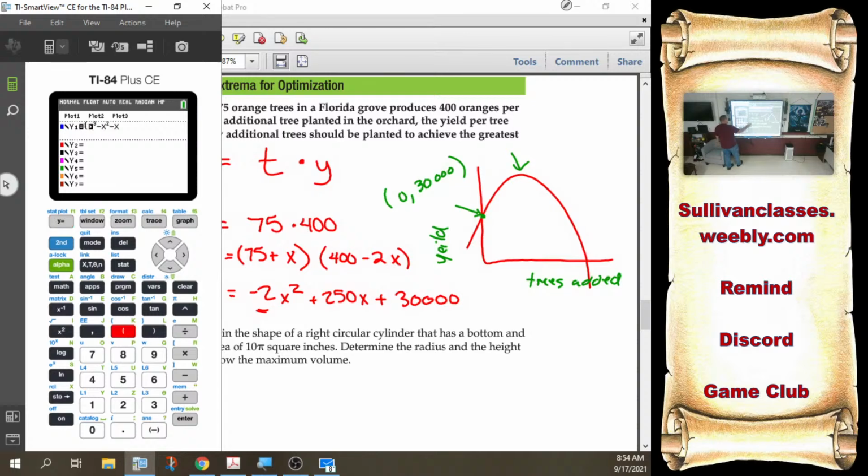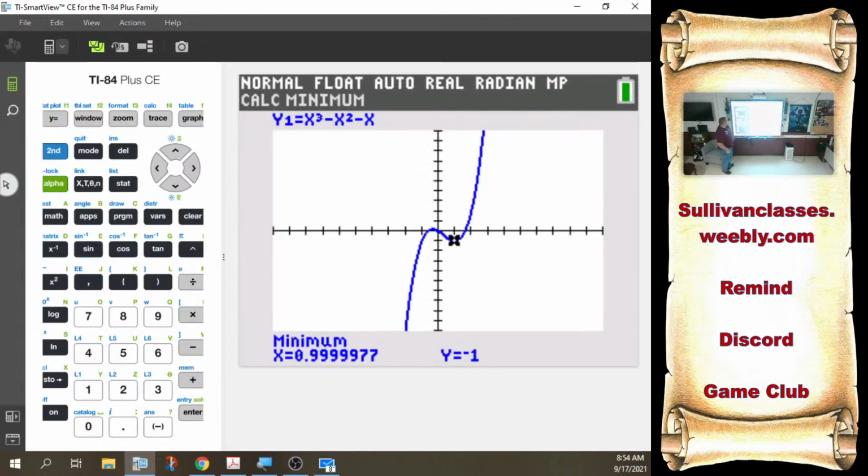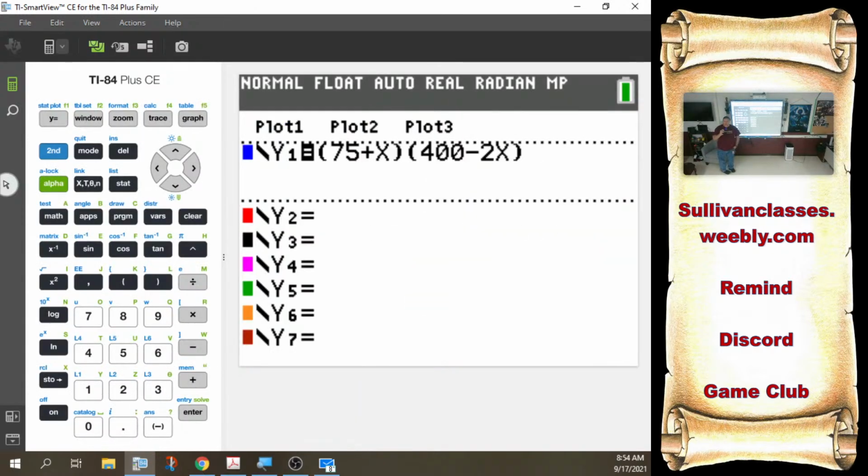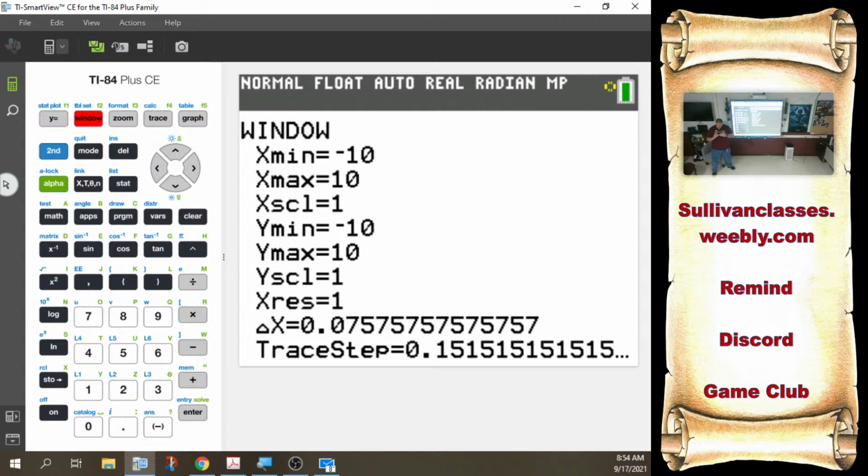So, remember, I can type it as the original. I can just say 75 plus x times 400 minus 2x. I can type it as the original statement. I don't actually have to simplify it. My window, well, I know that I'm starting at 30,000 oranges, and it's going to go up from there.